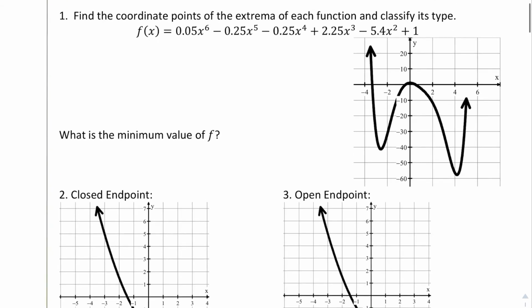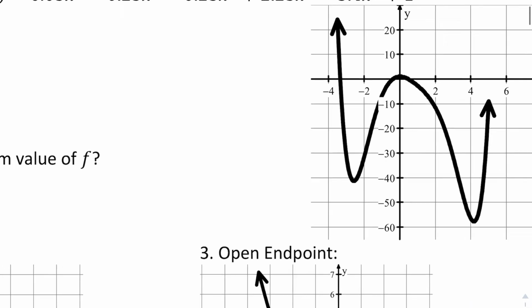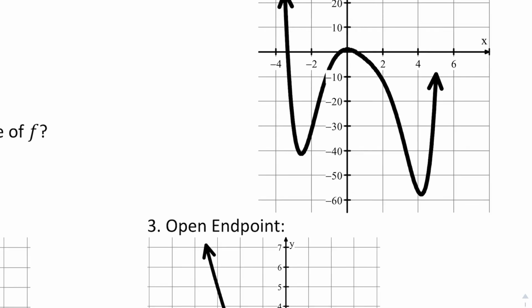So here, if we look at this graph, they're giving us an example. They put this into their graphing calculator. We want to find the coordinate points of the extrema. So we're looking for a maximum or a minimum value. Let's talk first about relative mins.